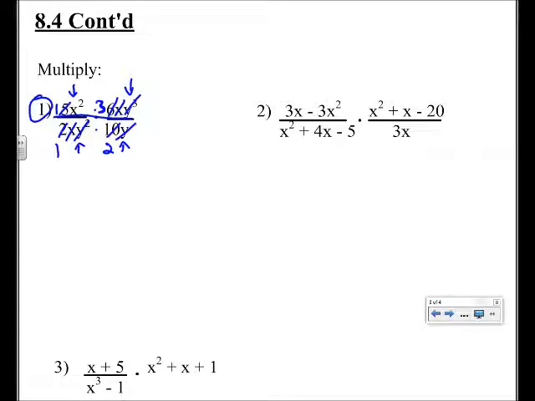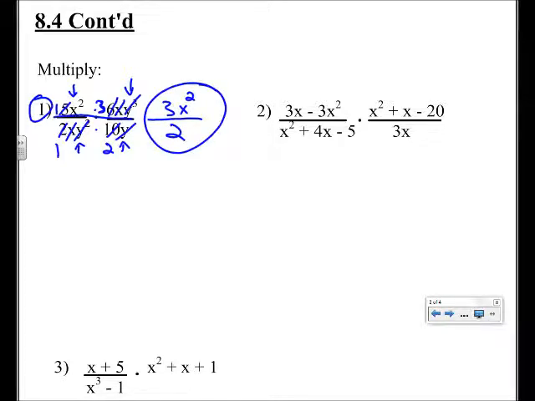Okay, now at this point, we can do no more canceling that I can see. So we'll take 1 times x squared times 3, and we'll get 3x squared on top. And 1 times 2 is all we have left on the bottom, so that's a 2. Right there, we're good to go.